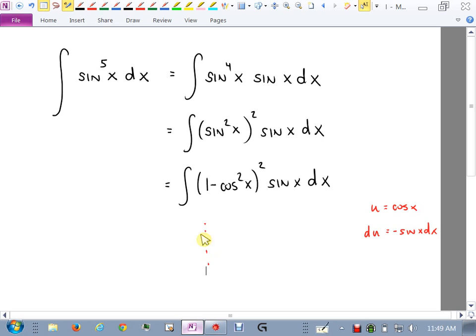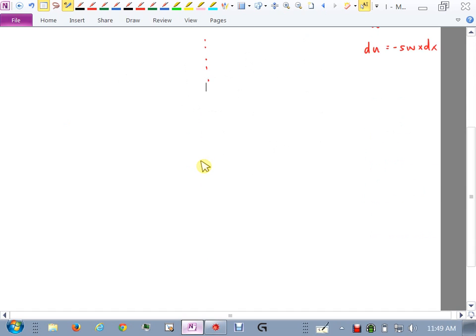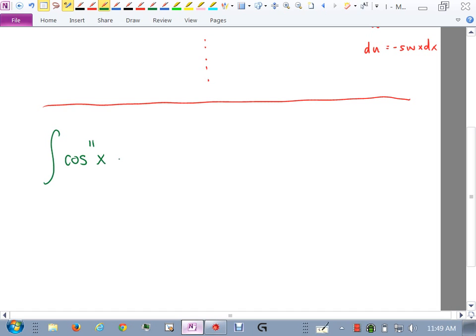You could almost say that this followed the formula, right? If the n was odd, right? It says to peel off a sine, which is what we did. How would you handle this one? What if it was integral cosine to the 11th x dx? Okay, strip one of those off.